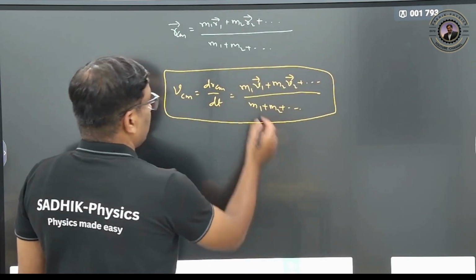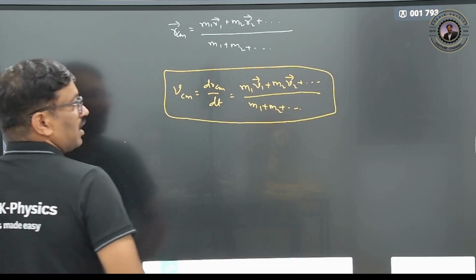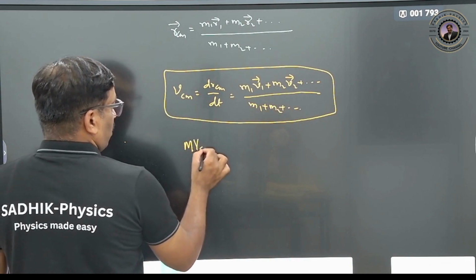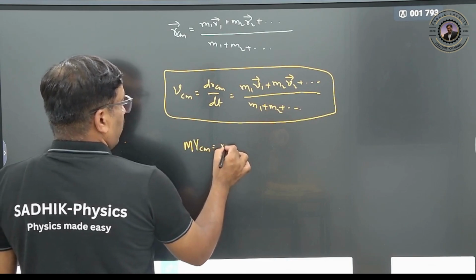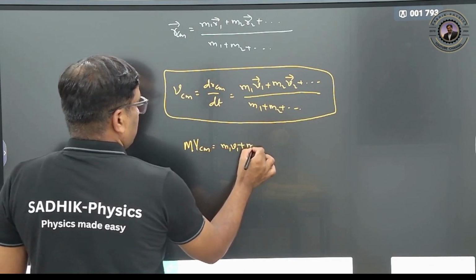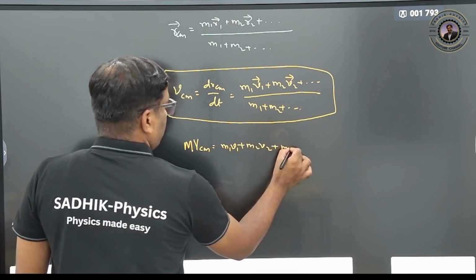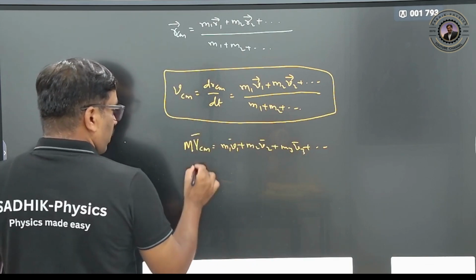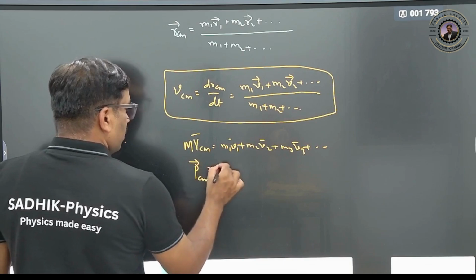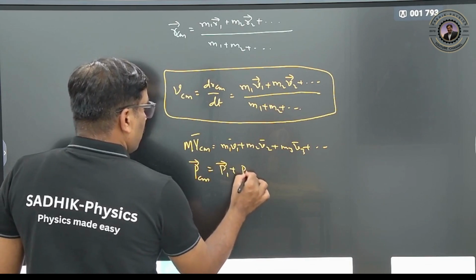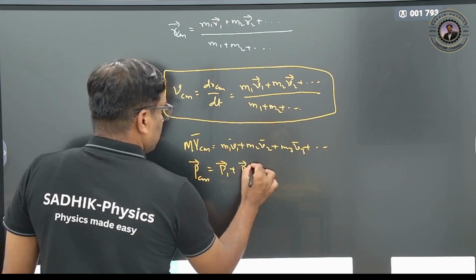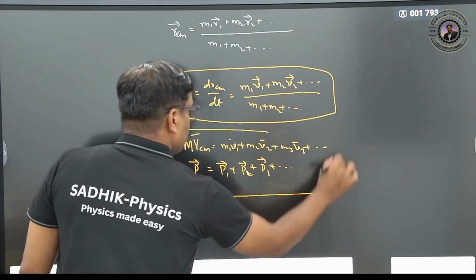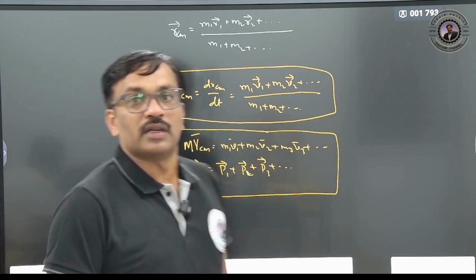Mass into velocity is nothing but momentum. Here the total mass and the velocity of the center of mass will be equal to m1 v1 plus m2 v2 plus m3 v3, and so on, added vectorially. That means the momentum of the center of mass is equal to the sum of the momenta of all the particles. Clear? So this is the momentum of the center of mass.